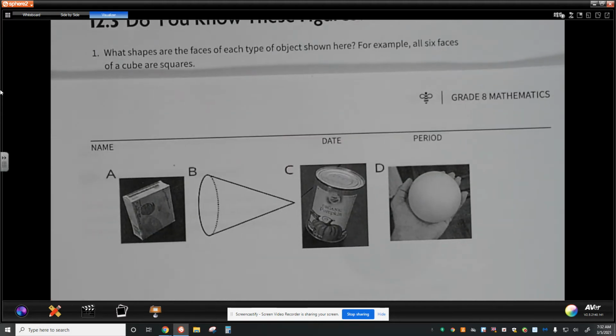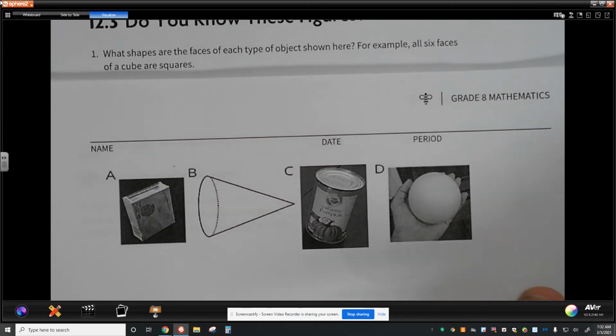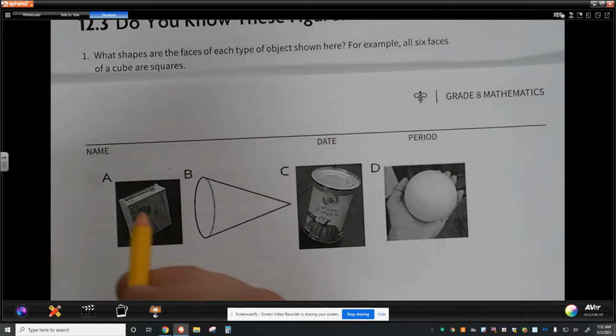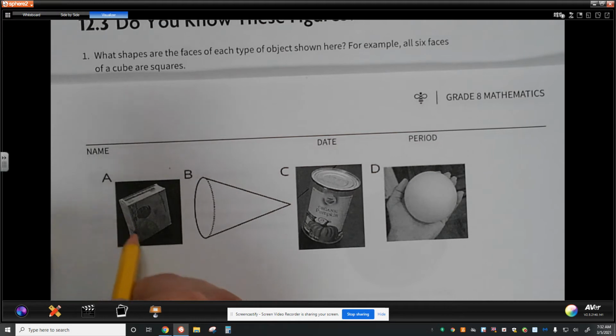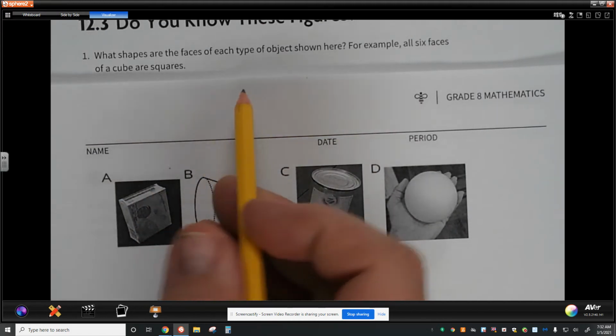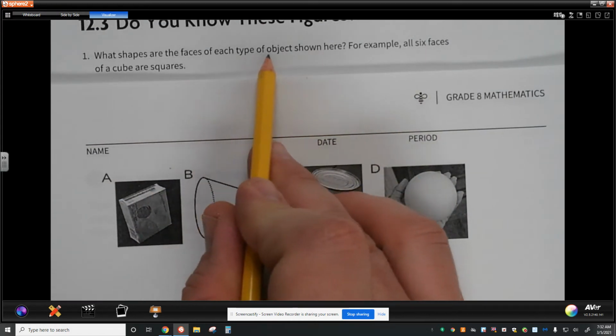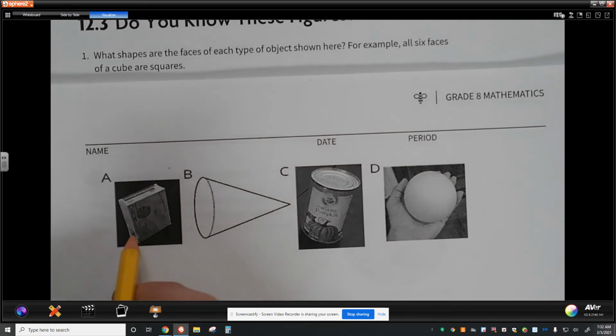In part A, this is that Jello box. When we look at the faces on this, we're talking about each of these side faces like this. And so we say, what are the faces for the object shown? This one, all 6 faces are rectangles.